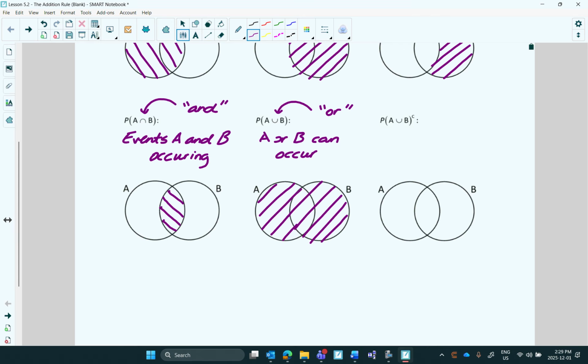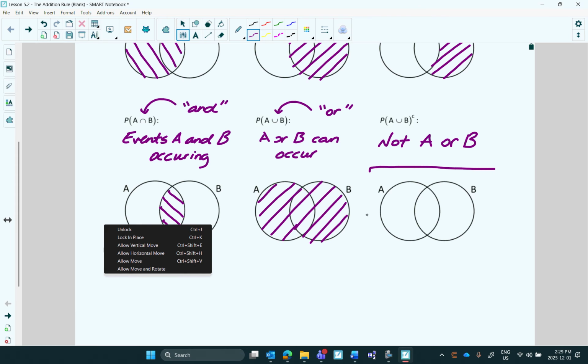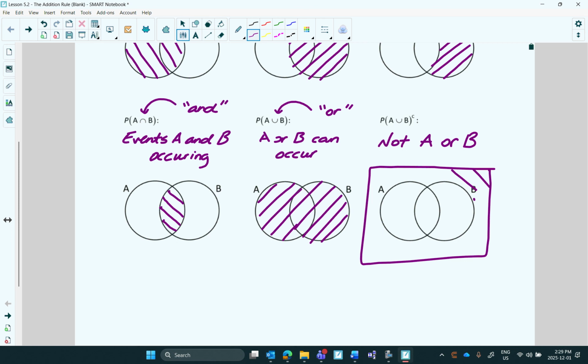And then finally, what would this mean? Not A or B. Now that I show that, I'd actually have to put in a rectangle like this to show that it's going to be everything outside the two circles, like so.